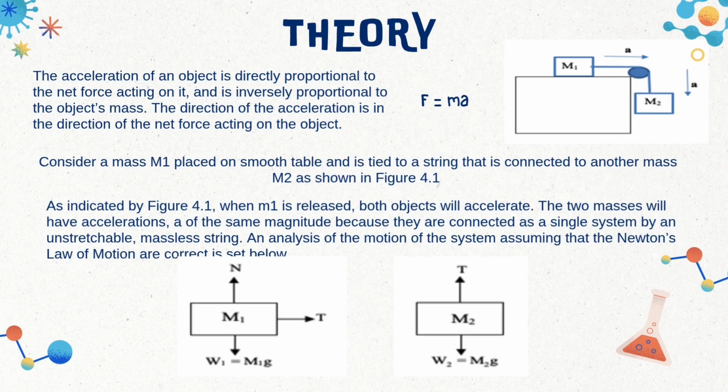Consider a mass m1 placed on a smooth table and tied to a string that is connected to another mass, m2, as shown in figure 4.1. As indicated by figure 4.1, when m1 is released, both objects will accelerate. The two masses will have acceleration a of the same magnitude because they are connected as a single system by a stretchable massless string. An analysis of the motion of the system, assuming that Newton's laws of motion are correct, is set out below.